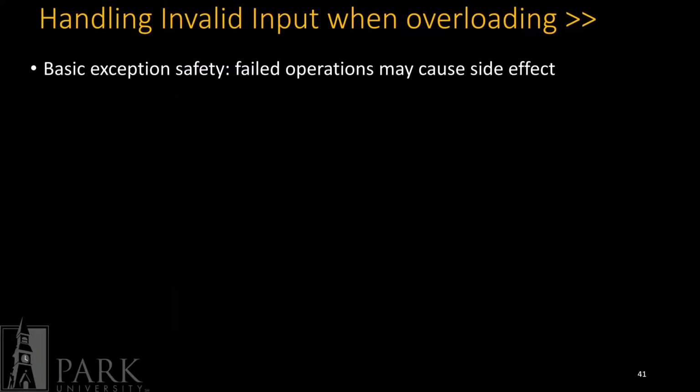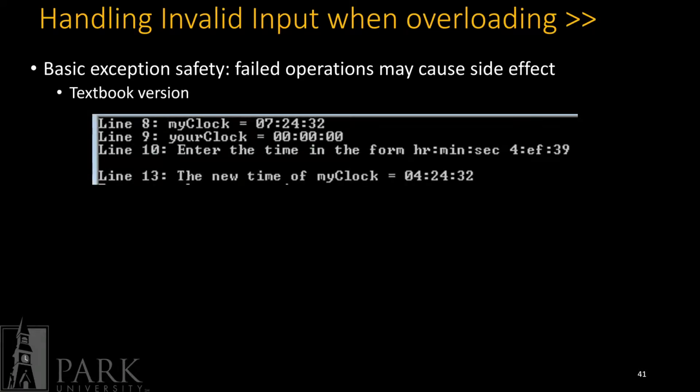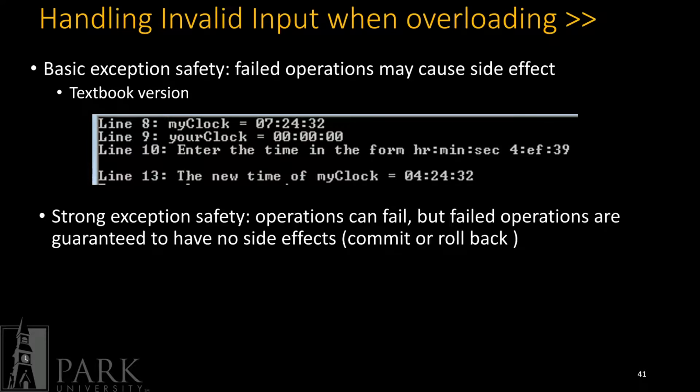Now, both versions handle invalid input in some way. The textbook version satisfies the basic exception safety, where a failed operation may cause a side effect. You can see from this output that part of the clock time was modified. But is this what we would really want? And I already answered that question. It's no. The alternative version satisfies strong exception safety in that the failed operations are guaranteed to have no side effects. We haven't modified the clock time after inputting an invalid time.